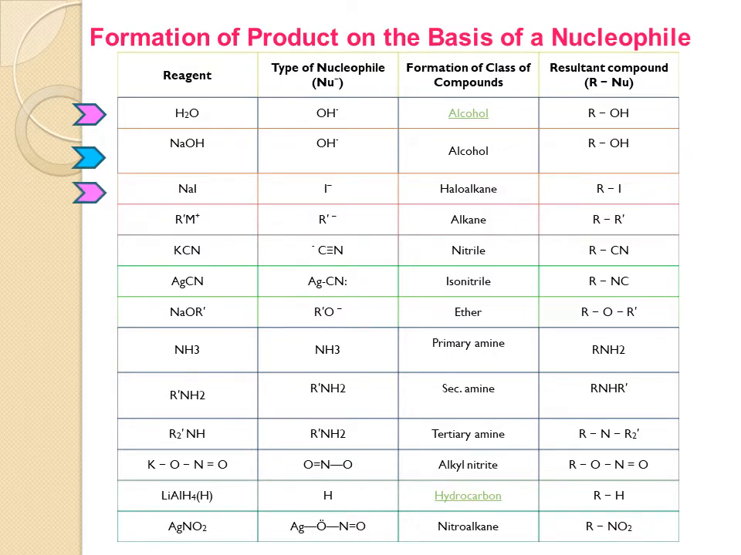Now, one important question that comes is: KCN reacts with alkyl halide to give cyanides, whereas AgCN gives isocyanides. The reason is very simple. KCN is ionic, whereas AgCN is covalent.